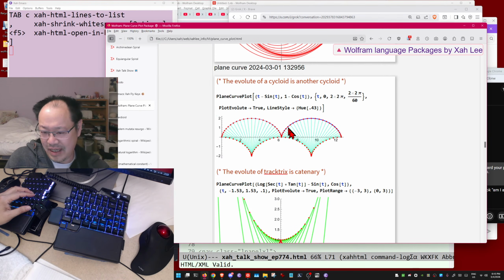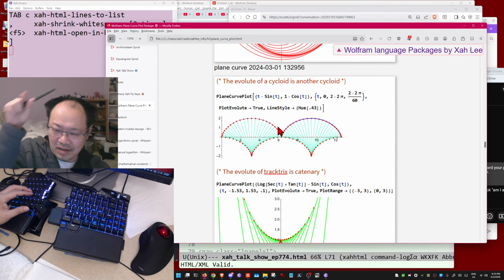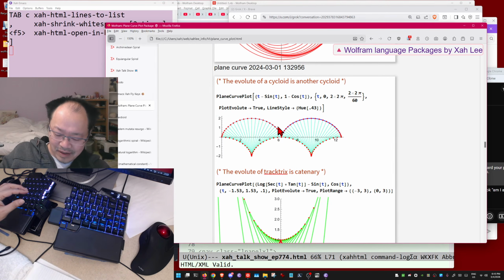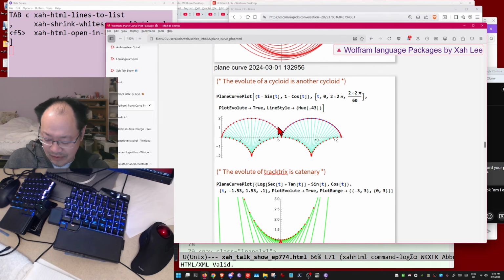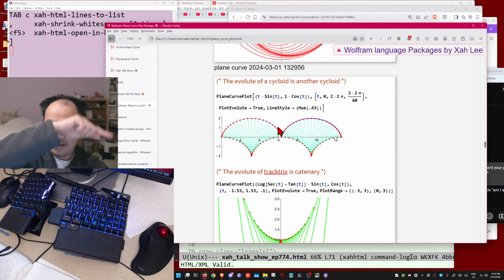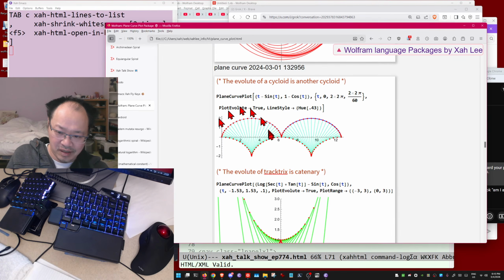This curve is created when you roll a circle along a line. For example, if you ride a bicycle at night, you attach an LED or reflector on the wheel. As you ride along, an onlooker will see the light trace out a curve like that, on the rim of the wheel. This curve is called a cycloid.